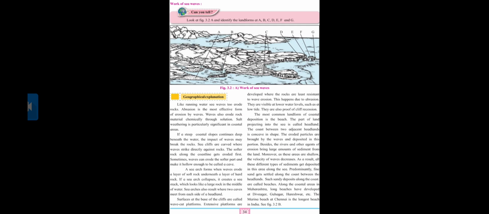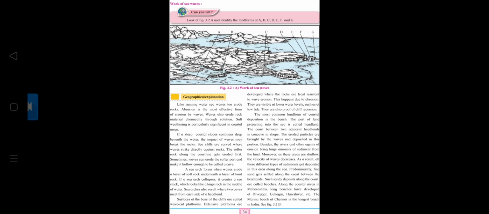Like running water, sea waves too erode rocks. Definitely, one of the agents of erosion is sea waves. We've seen abrasion is the most effective form of erosion by waves. Waves also erode rock material chemically through solution. Salt weathering is particularly significant in coastal areas. If a steep coastal slope continues deep beneath the water, the impact of waves may break the rocks. Sea cliffs are carved where waves strike directly against rocks. The softer the rock along the coastline, the sooner it gets eroded first.